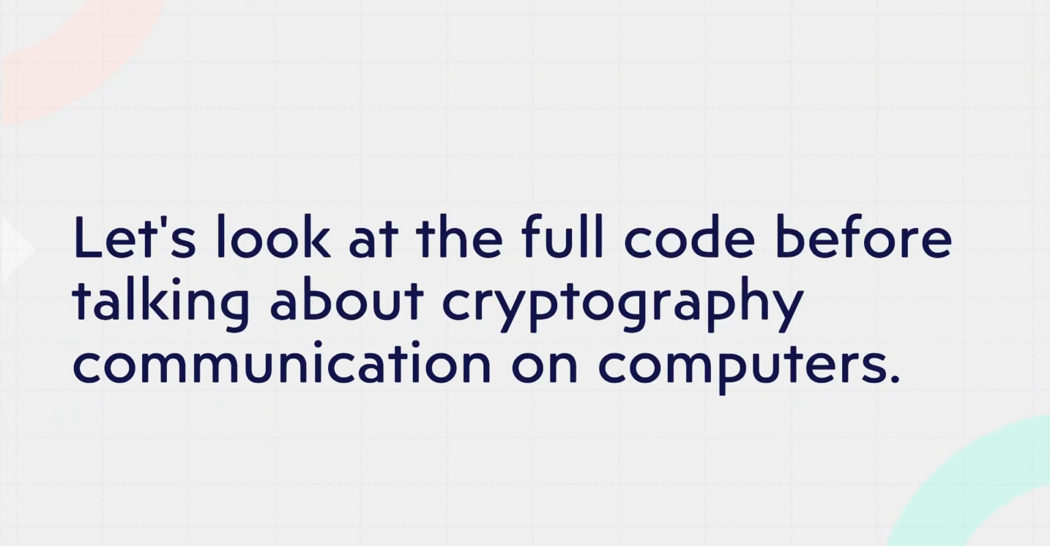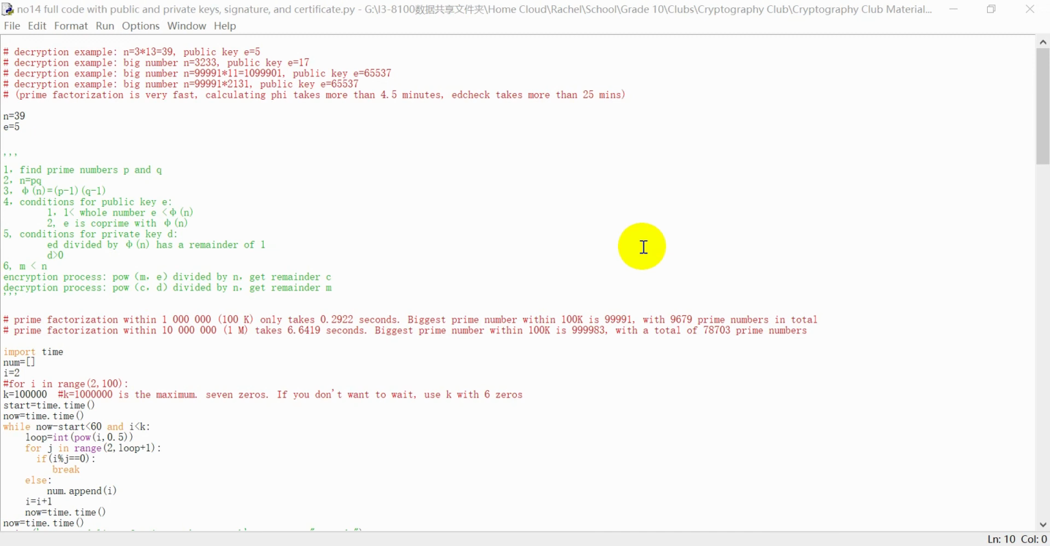Let's look at the full code first. Here is the full code for meeting 14. So there are 4 examples here for the big number n and the public key e. These examples all work, so we could try any one of them. But for the 4th one, it takes more than 4.5 minutes to calculate phi and 25 minutes to do the ED check. So we don't need to do the 4th one here.